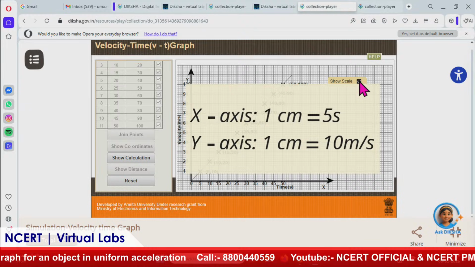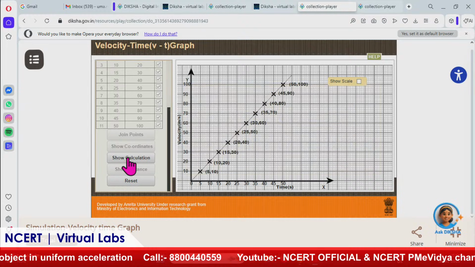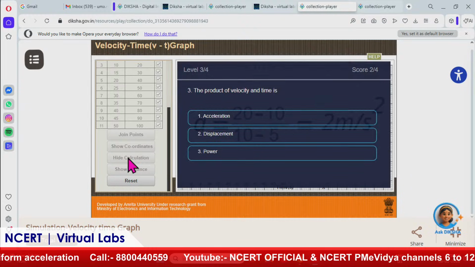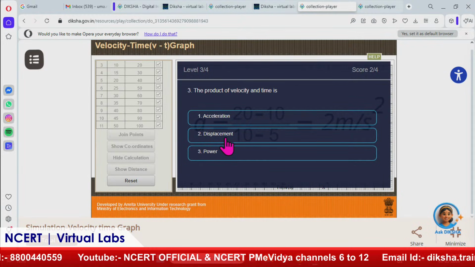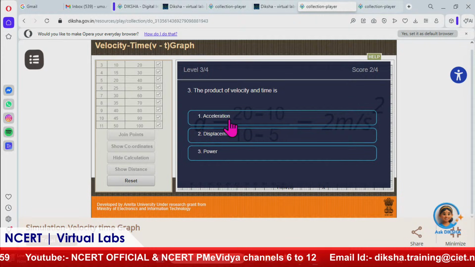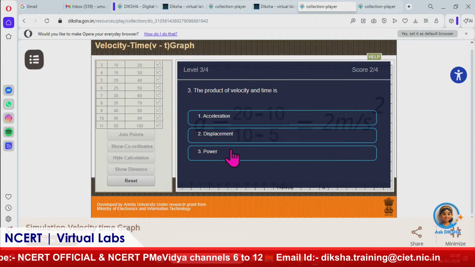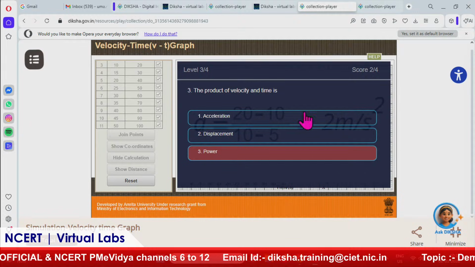You said that you can't move ahead unless you give the correct answer. So if I give the wrong answer, will I get a hint to correct myself? Let's check. I don't know the answer, I randomly click it. Now it's wrong.